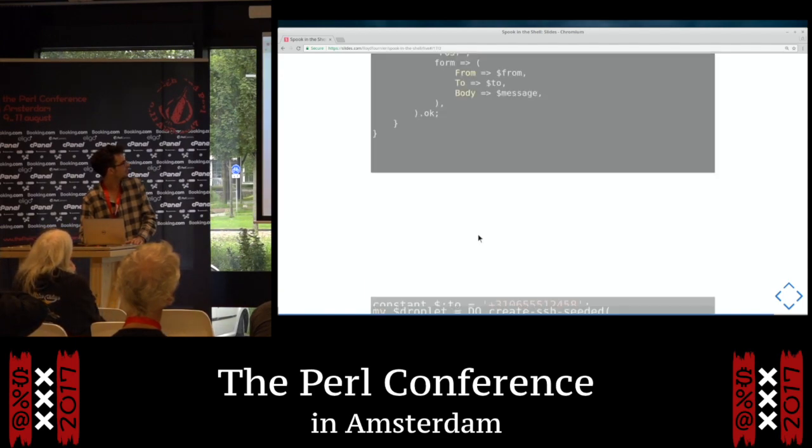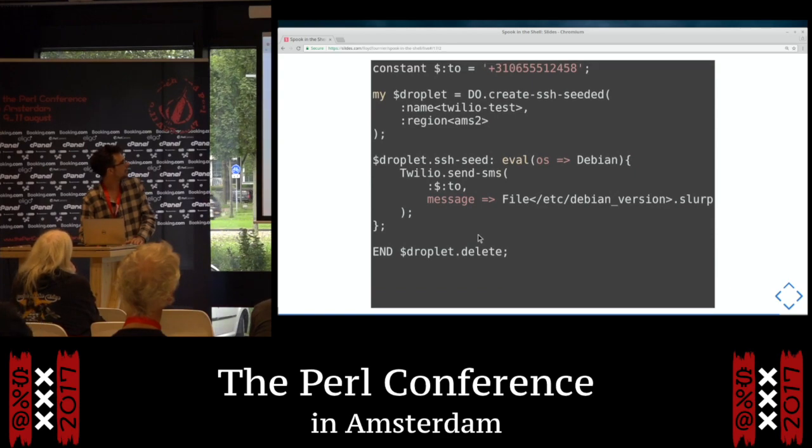So that's that bit. Then what we're going to do is use this class. I'm going to send it to my number here. This is my Dutch number I bought recently. And we're going to create a DigitalOcean virtual machine called a droplet.